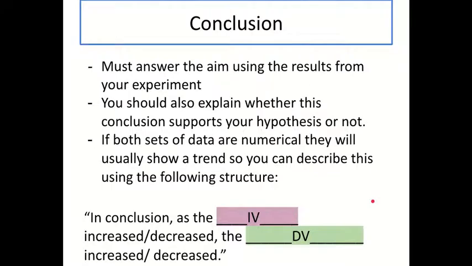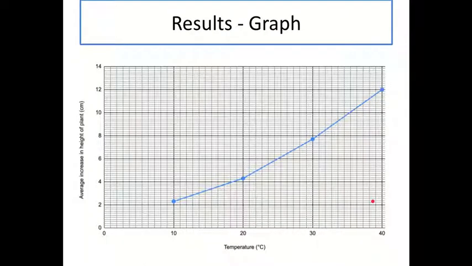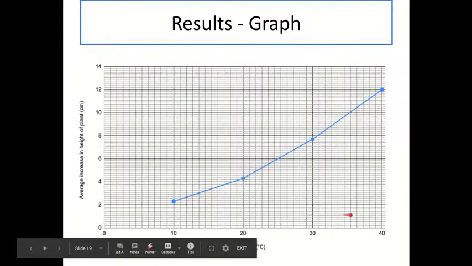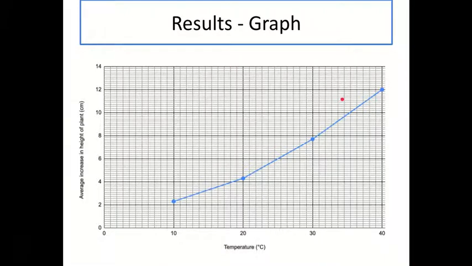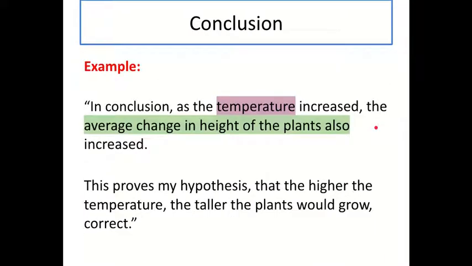So you just write this, insert your independent and dependent variable, and choose between increased or decreased for each one. So we're going to look back at our graph very quickly, and we can see that there's clearly a trend. As the temperature increases along the bottom, so did the average increase in the height of plants. We can tell that because our line is increasing, it's going up. We can say in conclusion, as the temperature increased, the average change in the height of the plants also increased. We can also say that this proves my hypothesis from earlier that said that the higher the temperature, the taller the plants would grow. That was correct.